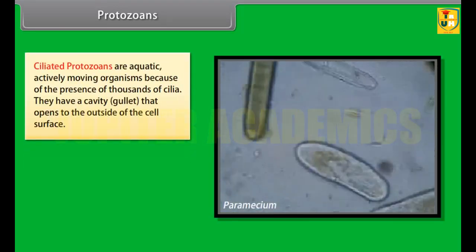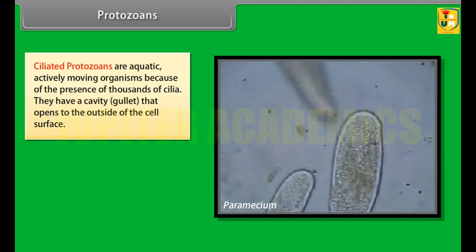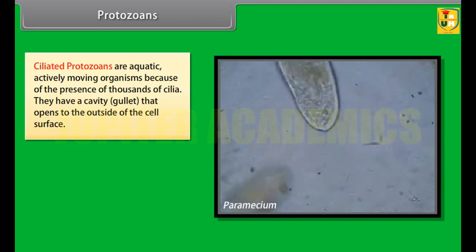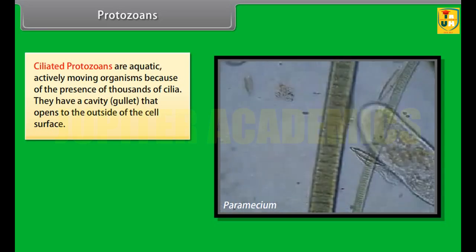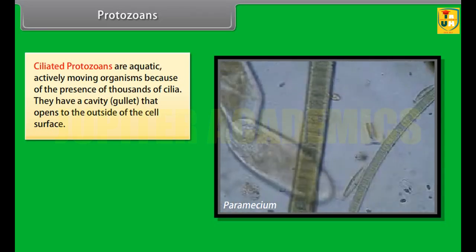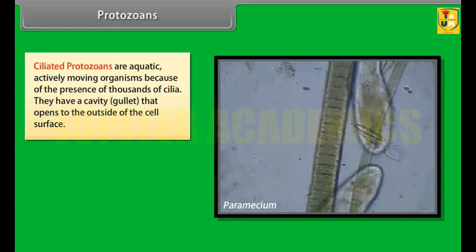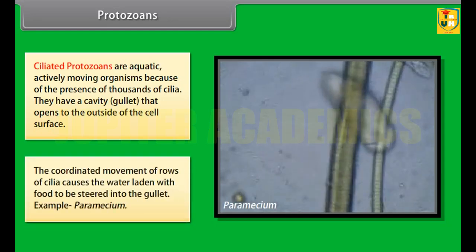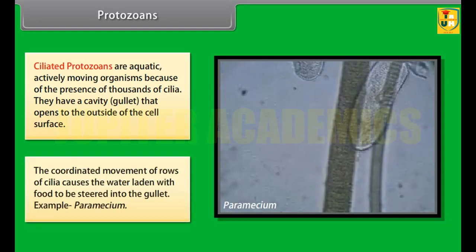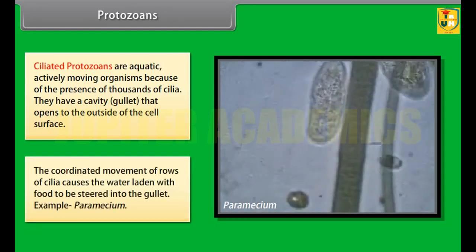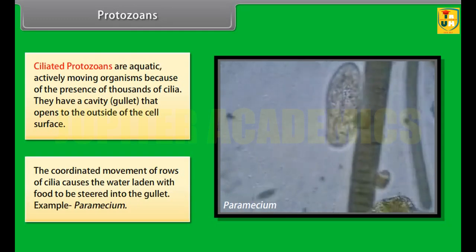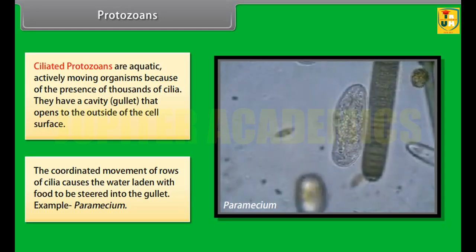Ciliated protozoans are aquatic, actively moving organisms because of the presence of thousands of cilia. They have a cavity, the gullet, that opens to the outside of the cell surface. The coordinated movement of rows of cilia causes the water laden with food to be stirred into the gullet. Example, Paramecium.